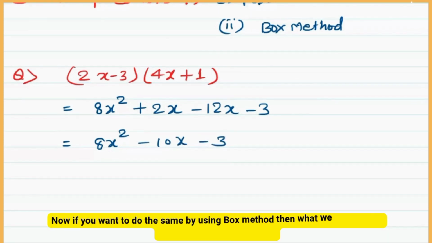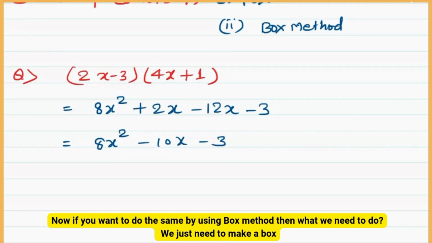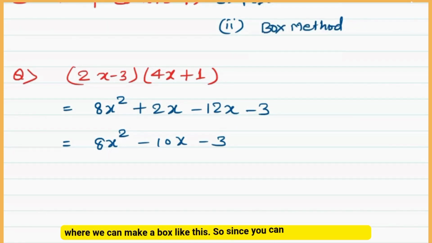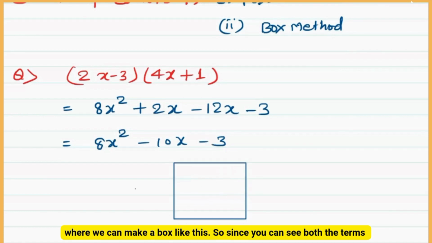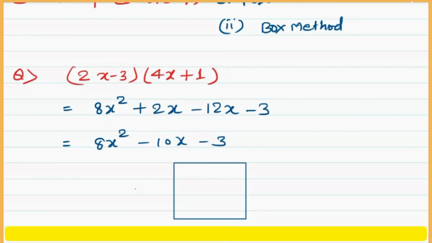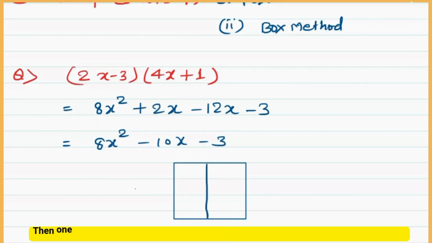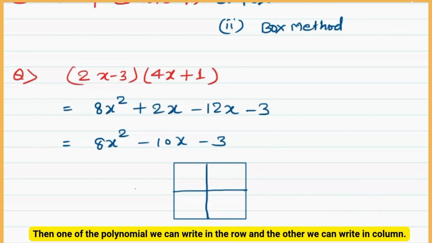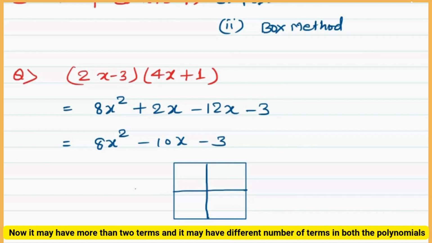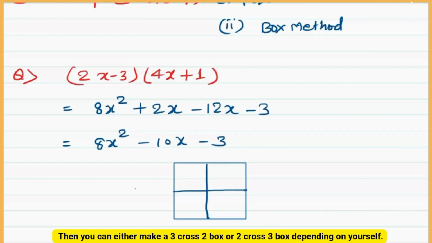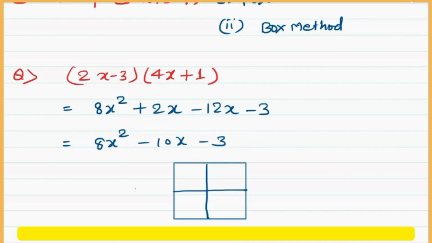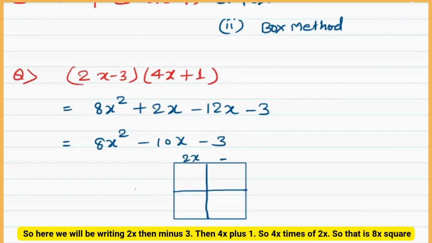Now if you want to do the same by using box method, then we just need to make a box. Since both the polynomials contain two terms, we'll make a 2 cross 2 box. Then one of the polynomials we can write in the row and the other we can write in the column. Now it may have more than 2 terms, and it may have different number of terms in both the polynomials, like 3 or 2. Then you can either make a 3 cross 2 box or 2 cross 3 box, depending on yourself. So here we will be writing 2x, then minus 3, then 4x plus 1.